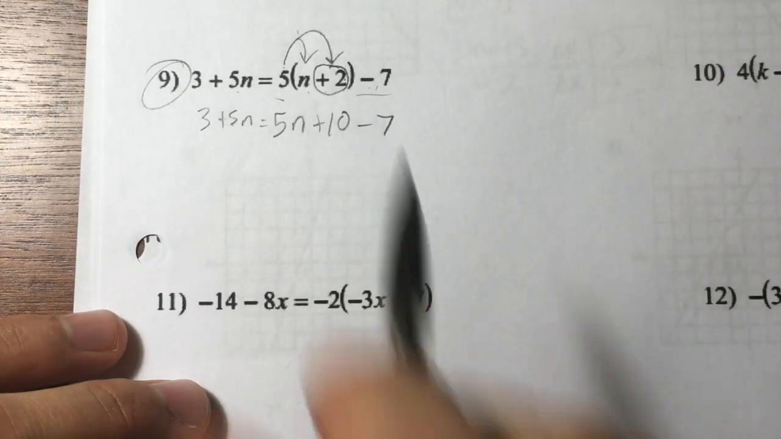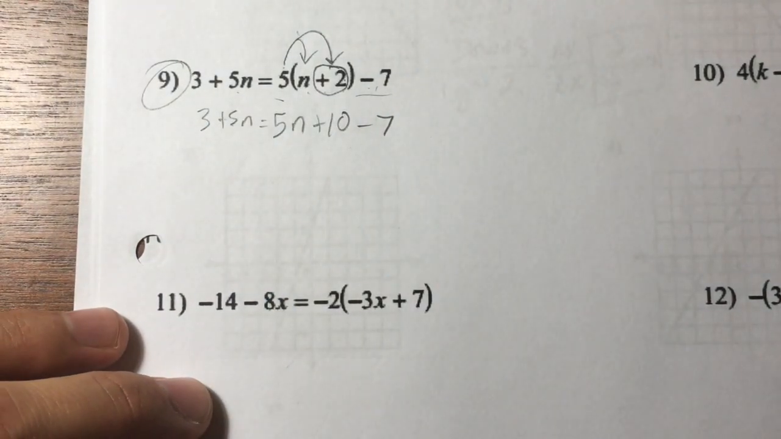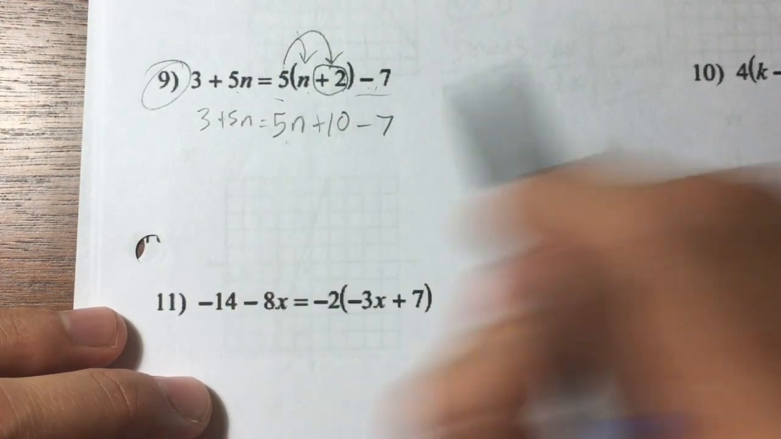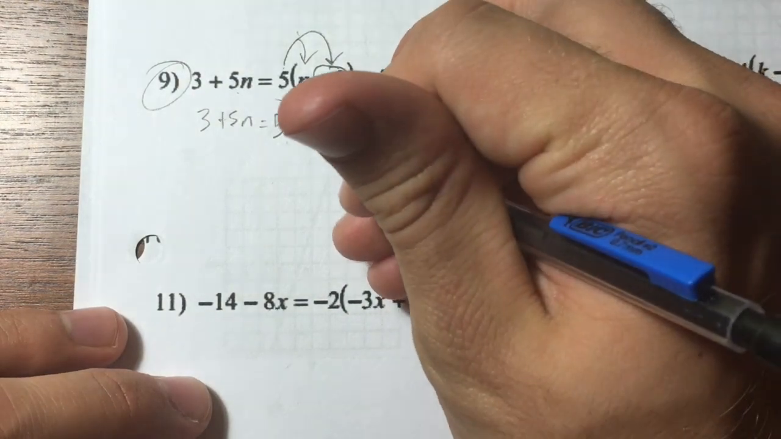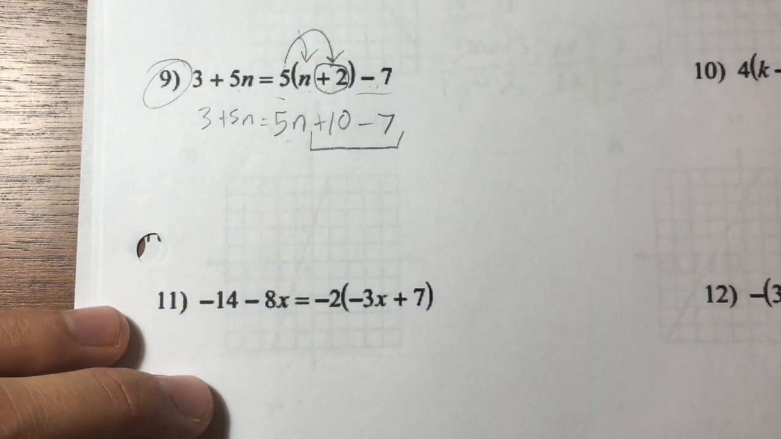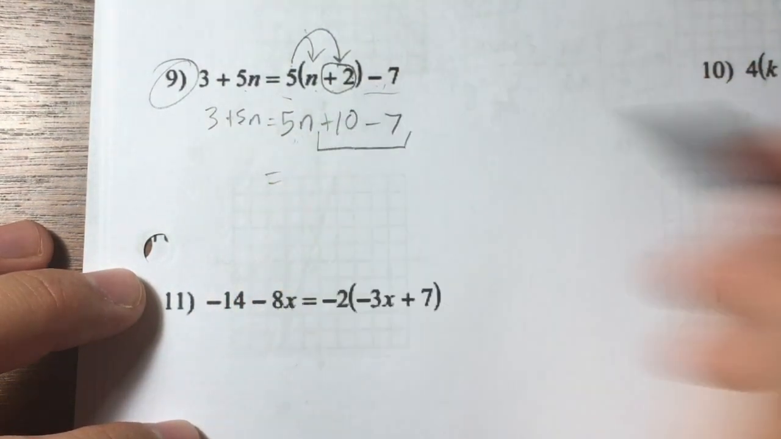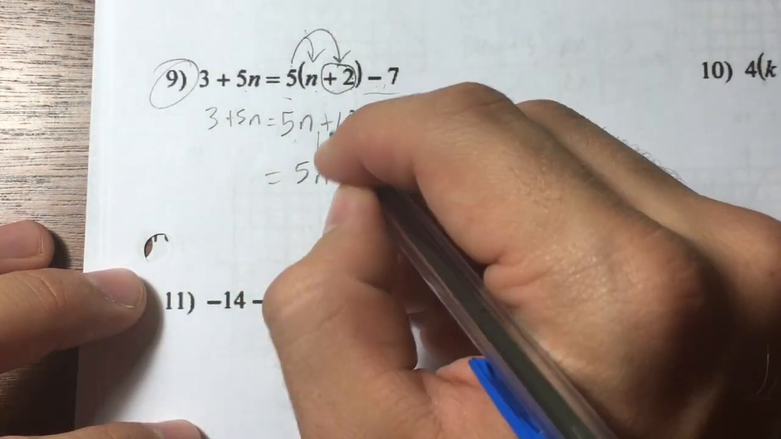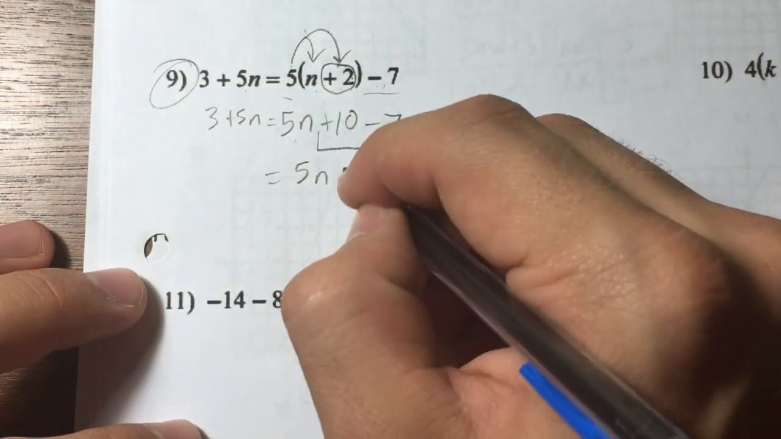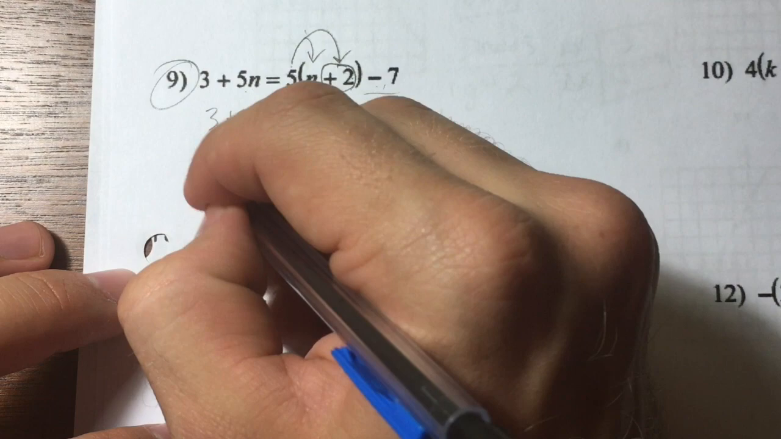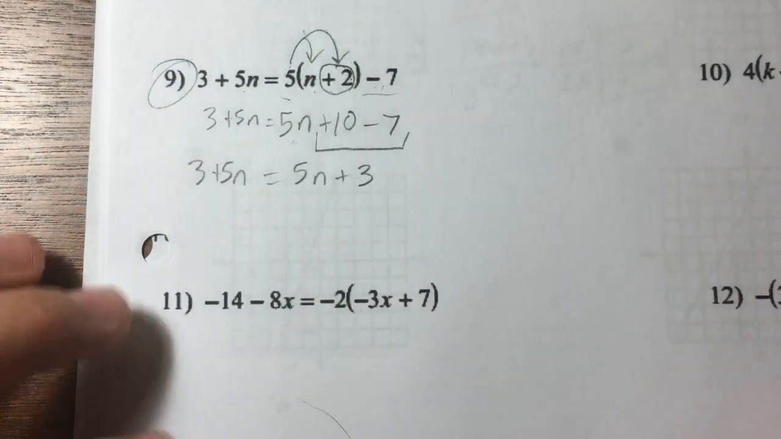Now we're getting closer, but I see on the right side here we can still combine some of our like terms. This is the only term with a variable, so nothing else is going to combine there, but I see we have a positive 10 and we are subtracting 7. So on this right side we would still have our 5n, and then 10 minus 7 would give us positive 3 or plus 3. On the left side we still have 3 plus 5n.